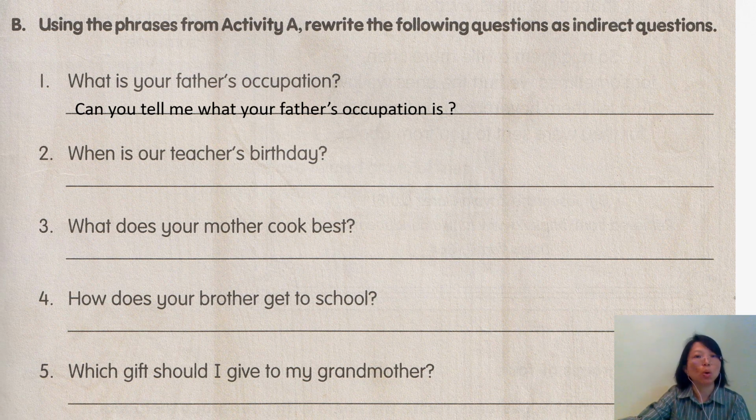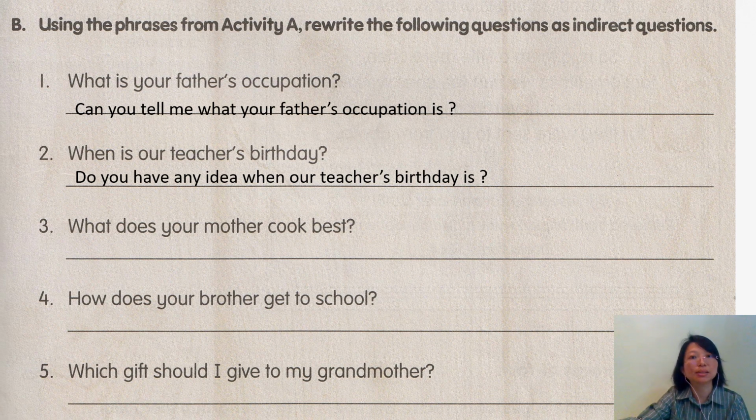Now, let's look at number 2. When is our teacher's birthday? This is the direct question. Now you change it into indirect. The answer is, do you have any idea when our teacher's birthday is? So the "is" here you put at the last, the last word in the question. Now let's look at question 3. What does your mother cook best? So this is the direct question. Now you change it into an indirect question.